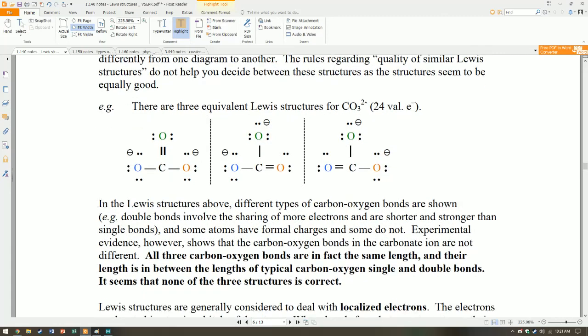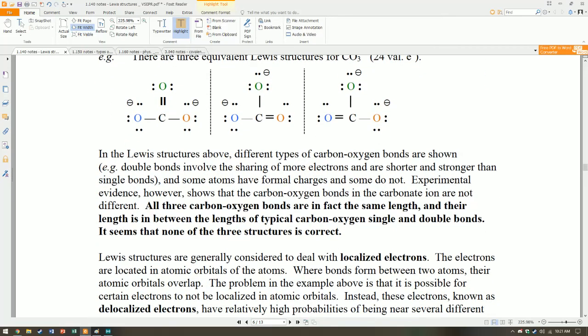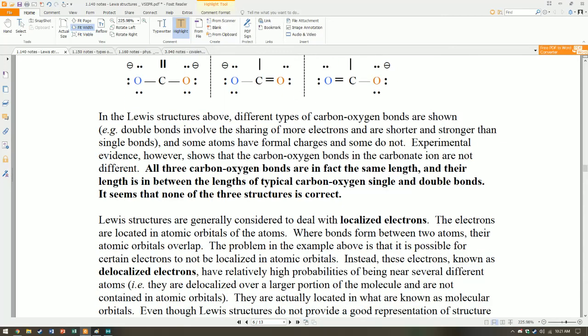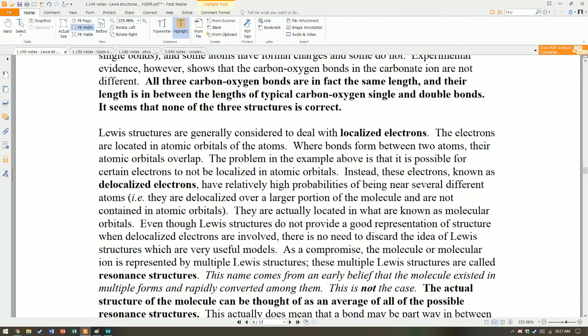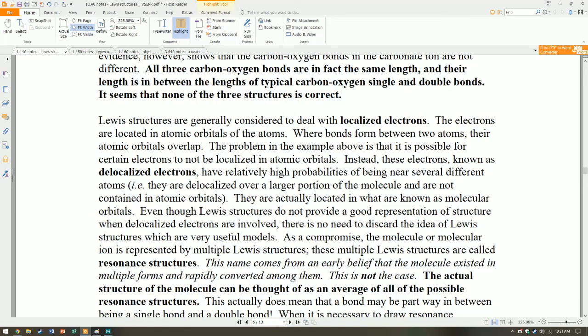So for example, here are 3 equivalent Lewis structures for carbonate. It's important to note that all 3 carbon-oxygen bonds are the same length and strength. They are the same bond, quite literally. And the reason for that is that these electrons, which are known as delocalized electrons, tend to be scattered across the molecule, and they have an even probability of being anywhere in the molecule.